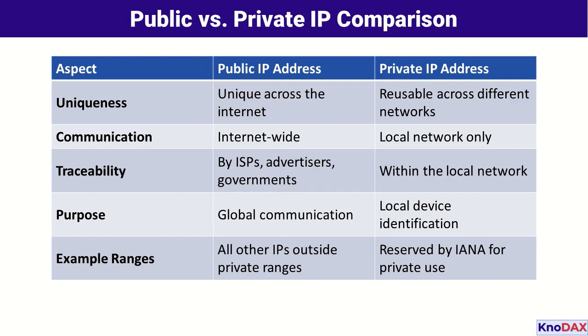Ranges. Public IPs are any IPs outside the reserved ranges for private use, meaning they encompass all other IP addresses. Private IPs fall within specific ranges that are reserved by IANA for private use, ensuring they don't conflict with public IPs. This comparison highlights the different roles public and private IPs play in network design, with public IPs handling global communication and private IPs providing secure, internal connectivity.